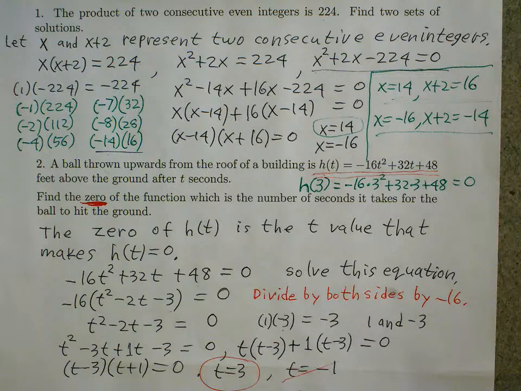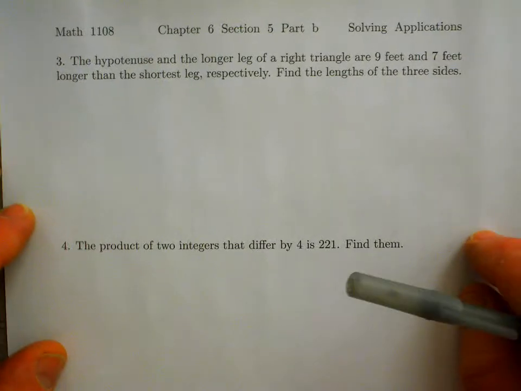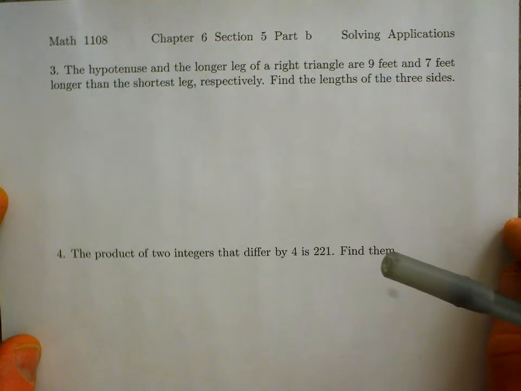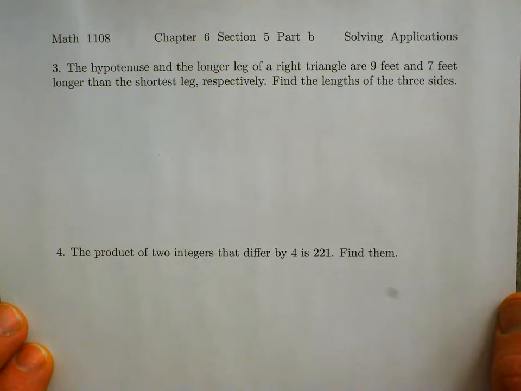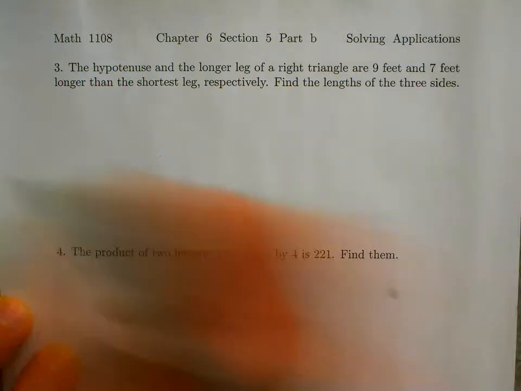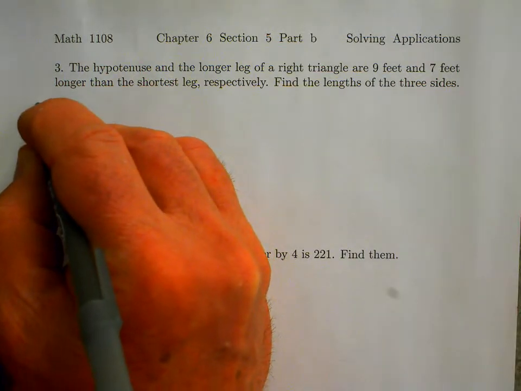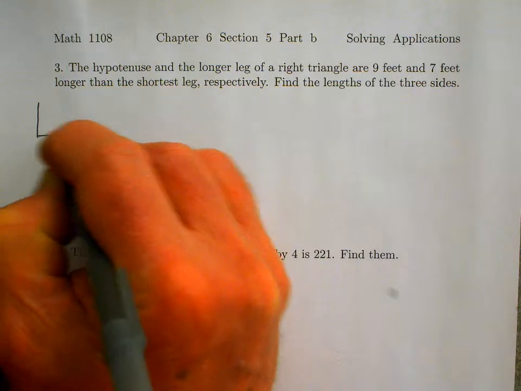All right, let's move on to the next problem on the next page. This one says the hypotenuse and the longer leg of a right triangle are 9 feet and 7 feet longer than the shortest leg, respectively. Find the length of the three sides. It's not required, but it is sometimes helpful just to draw a right triangle.